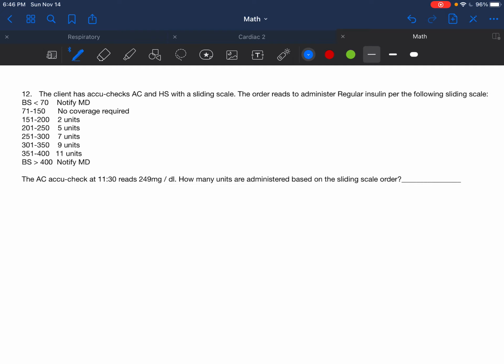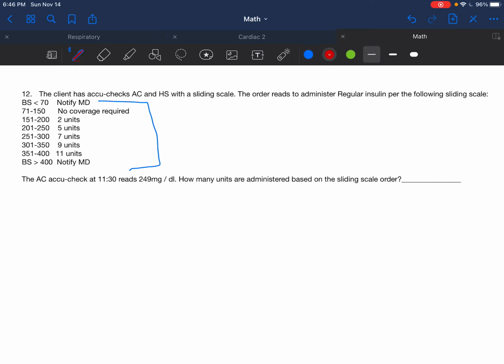So this question says, client has Accuchecks AC and HS with a sliding scale. Order reads to administer regular insulin per the following sliding scale. And so this is our sliding scale. And then it says that the AC Accucheck before lunch at 11:30 was 249. How many units are we going to administer based on the sliding scale order?